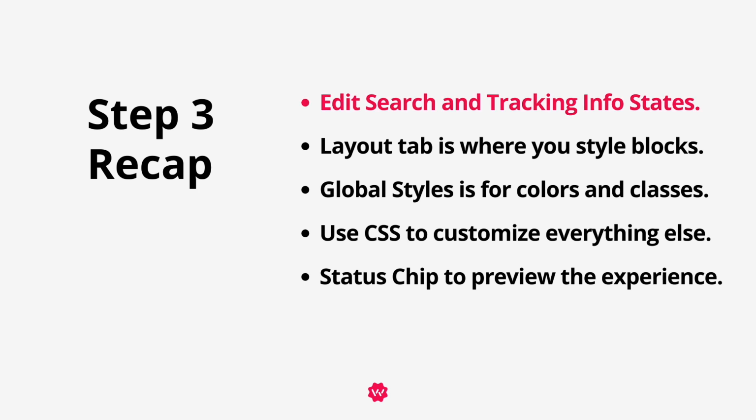All tracking blocks come with a search state and a tracking info state. You could edit both of them. The Layout tab is where you style your blocks by clicking into the settings that each block provides. Global Styles is the tab used for setting colors and for adding classes that we were unable to pick up for buttons and text inputs. You could use CSS in the CSS editor to customize everything that doesn't have a setting, and status chips allow you to preview the experience based on the status of the package from your customer's eyes.